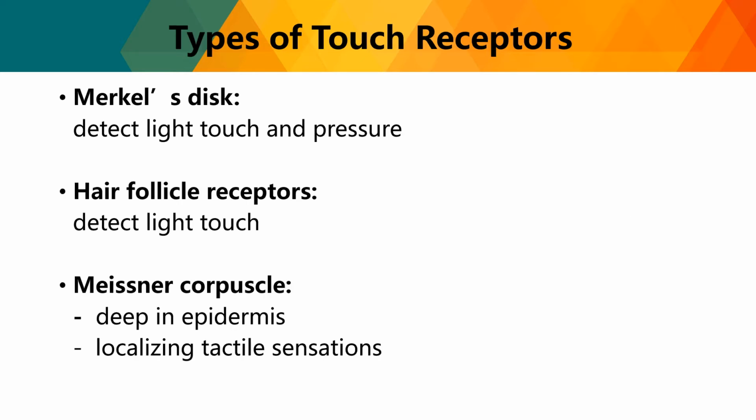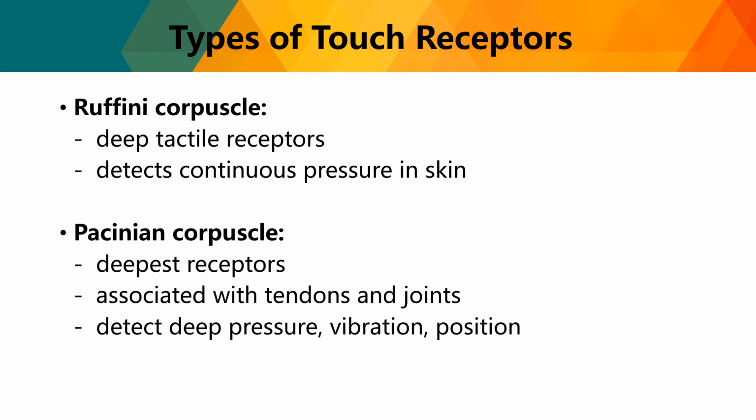For the types of touch receptors, we have first your Merkel's disc, which detects light touch and pressure. You also have your hair follicle receptors that detect light touch. And you have your Meissner corpuscle that is found deep in your epidermis, and it is for localizing tactile sensations. Next, you also have your Ruffini corpuscle, which is a deep tactile receptor, and it detects continuous pressure in your skin. You also have your Pacinian corpuscle, which is the deepest receptor associated with tendons and joints. It is also for detecting deep pressure, vibration, and position.